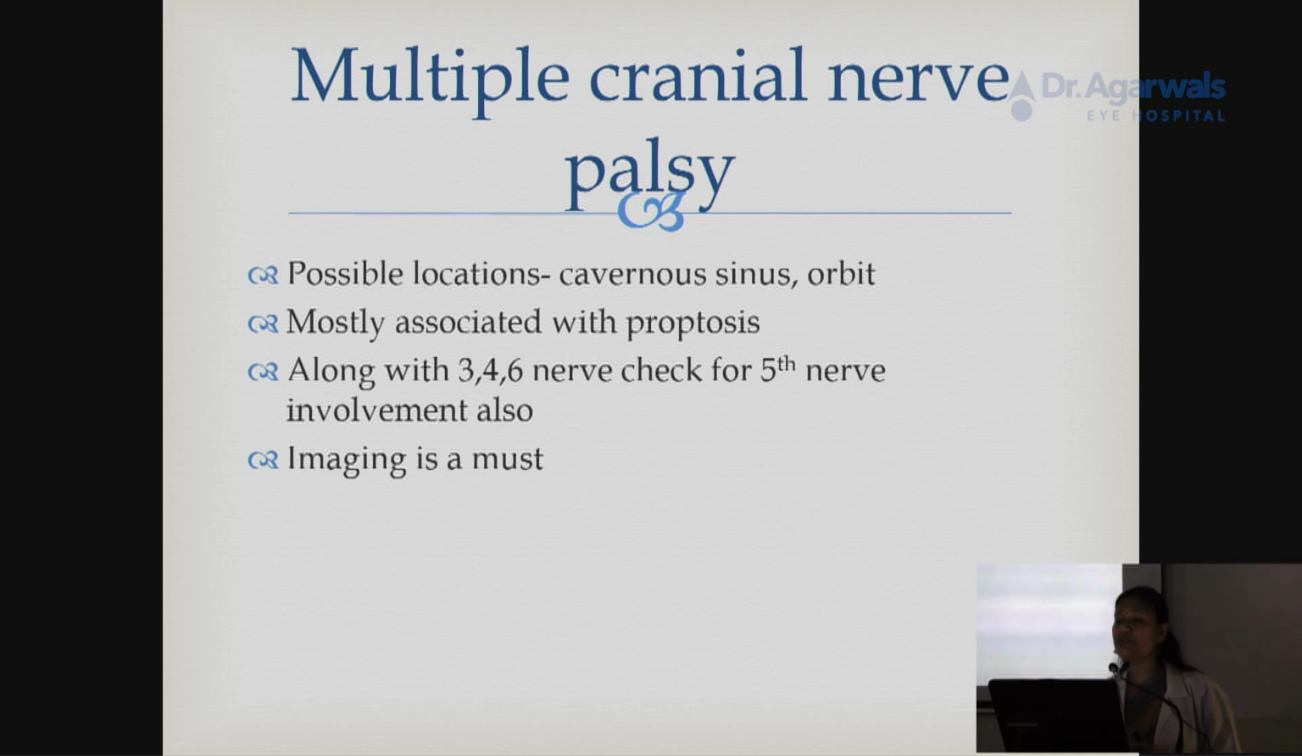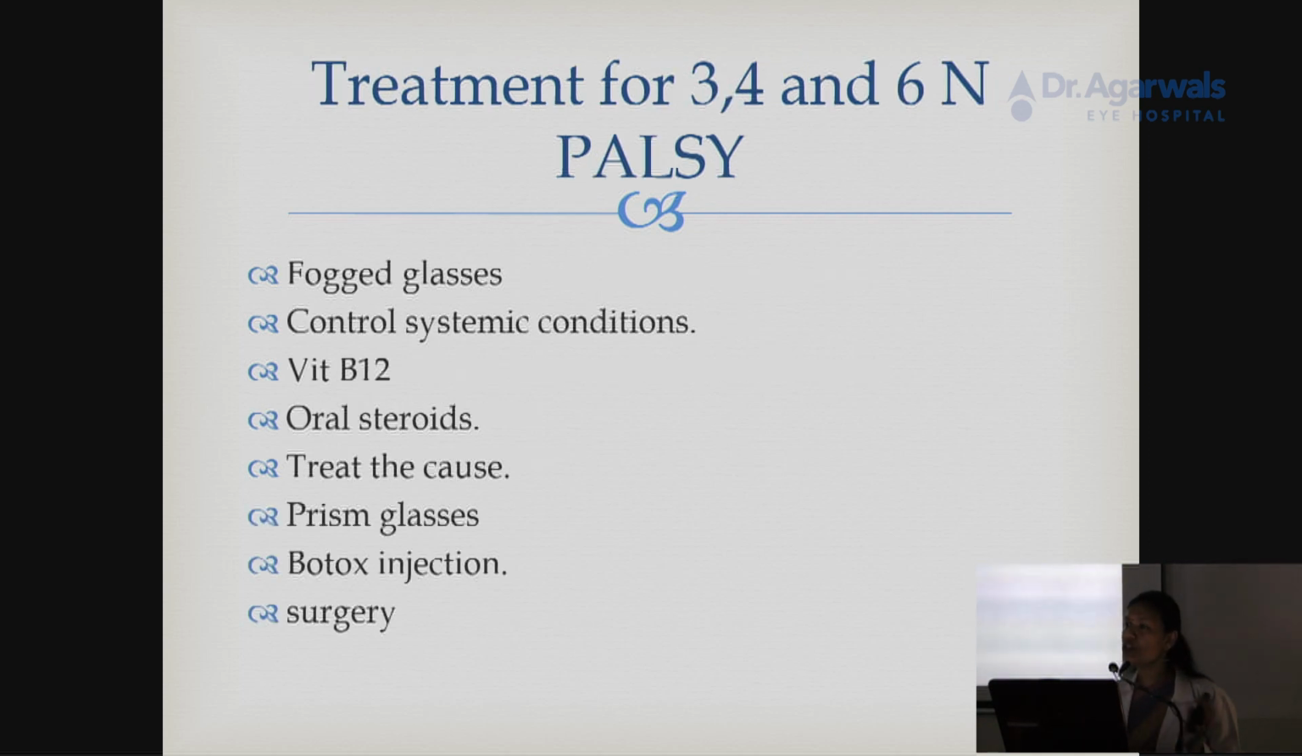So what is the treatment for third, fourth and sixth nerve? This also could be taken as a combined approach. So the patient has got a diplopia. You don't want the diplopia to happen, so you give fog glasses. Fog glasses, basically for adults it's okay. For children less than 10 years of age, you don't want amblyopia to happen. So if at all you're going to give fog glasses or occlusion, give an alternate occlusion in case of children. And control the systemic conditions.